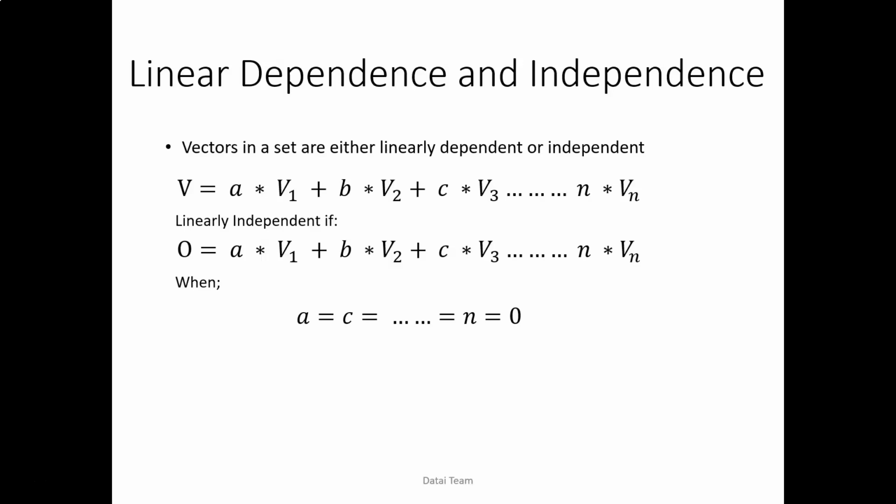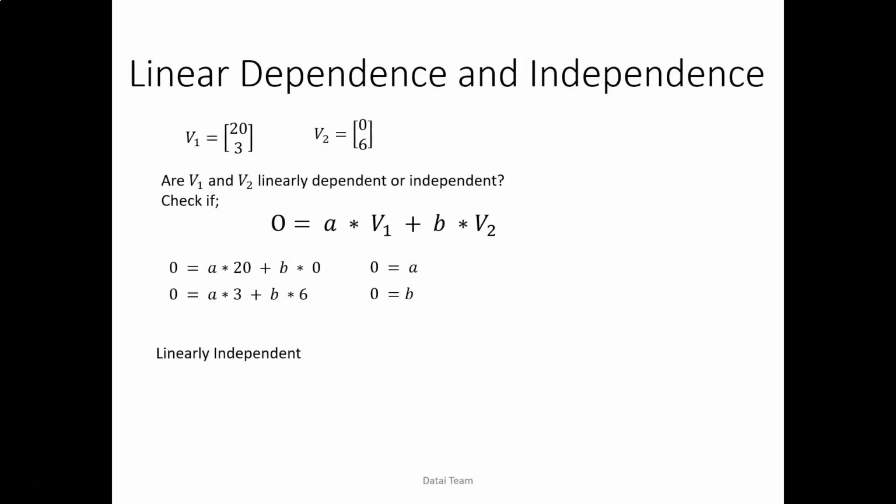And by doing that, if the coefficients A, C to N are not 0, you can't get the 0 vector. This shows that you cannot get one of the vectors in that space by combining the other vectors. For example, let's say that we want to get V3, but we can't get V3 by combining every other vector. And because of that, we can say that they are linearly independent.